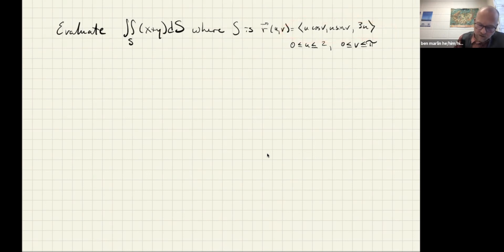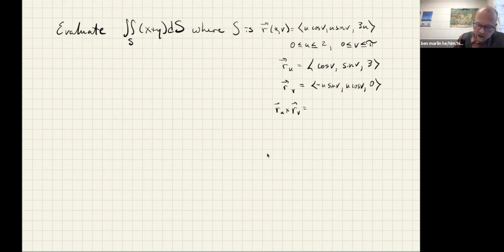In order to work with this, we're going to have to find out what r sub u is. That's going to be cosine v, sine v, 3. And then we'll have to find out what r sub v is. That's going to be, let's see, minus u sine v, u cosine v, and 0, okay? And then you're going to have to do r sub u cross r sub v. We're not going to take the magnitude immediately. We're going to do that as a separate step.